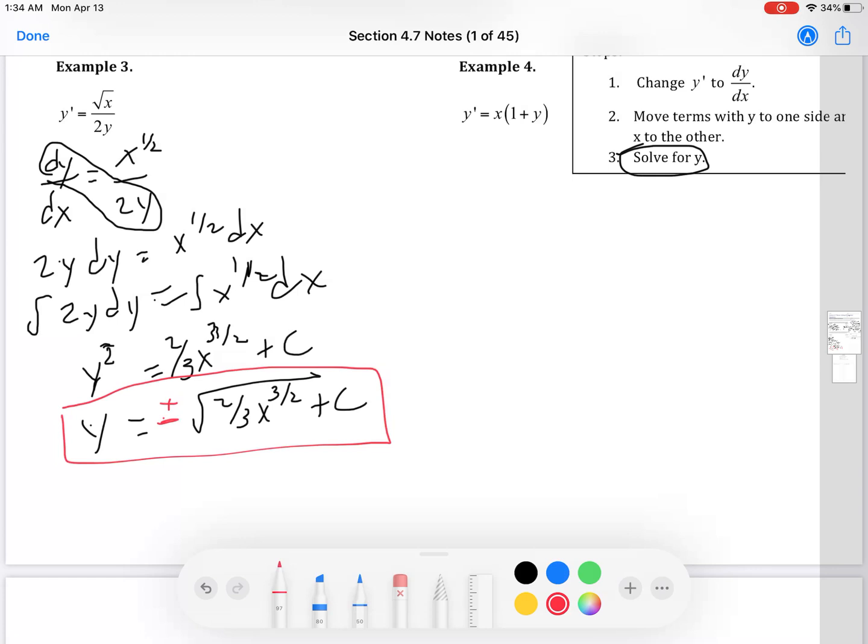Number 4, this is a type of situation where we got x's and y's.